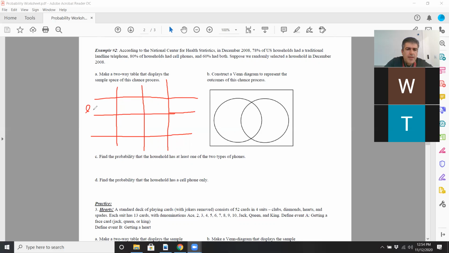So this will be a landline. This will be cell phone. Sorry, I take it back. Landline and no landline. This will have a cell or no cell phone.